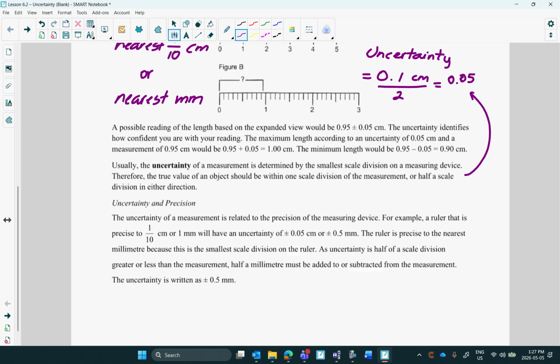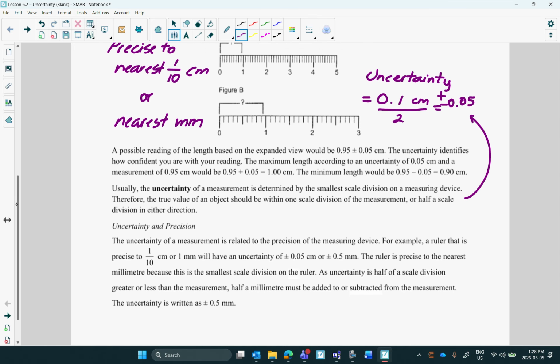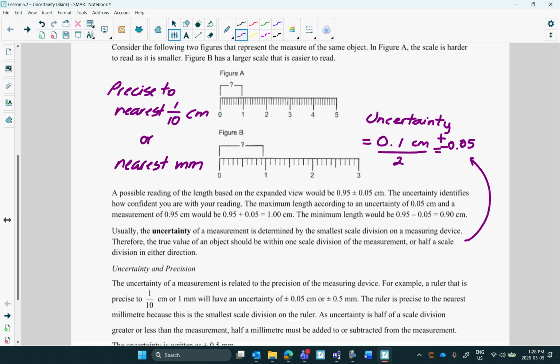So whatever we measure on this ruler, we write down the measurement, and then we write plus or minus this uncertainty. Okay? So it's plus or minus this uncertainty. It's always going to be divided by 2? Always divided by 2. So you take however precise it is, divide it by 2, and then do plus minus that amount.